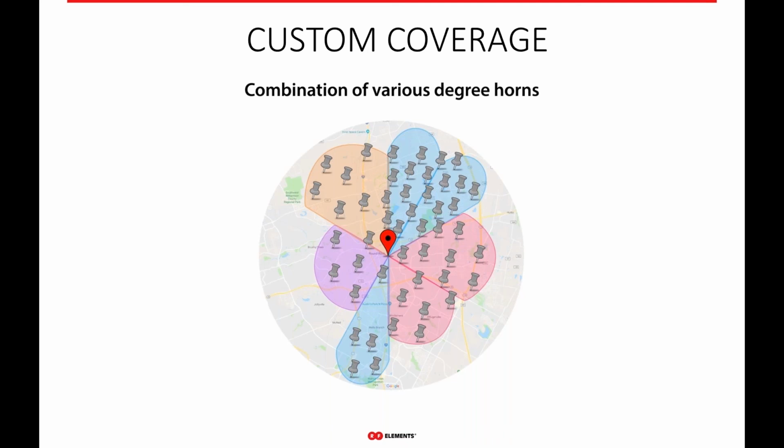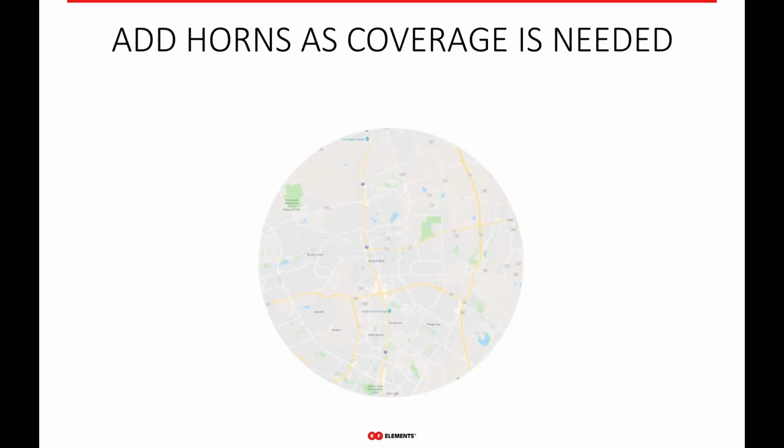Not only are you sending noise or sending signal into areas that you may want to service later, that you'll have to combat later, but you're also hearing noise by having too much gain. So again, using the custom coverage and a combination of various degree beam widths of horns is a really great method, and really starts to show what horn antenna technology can bring to you that you may not be seeing with your traditional sectors. And adding horns as coverage is needed.